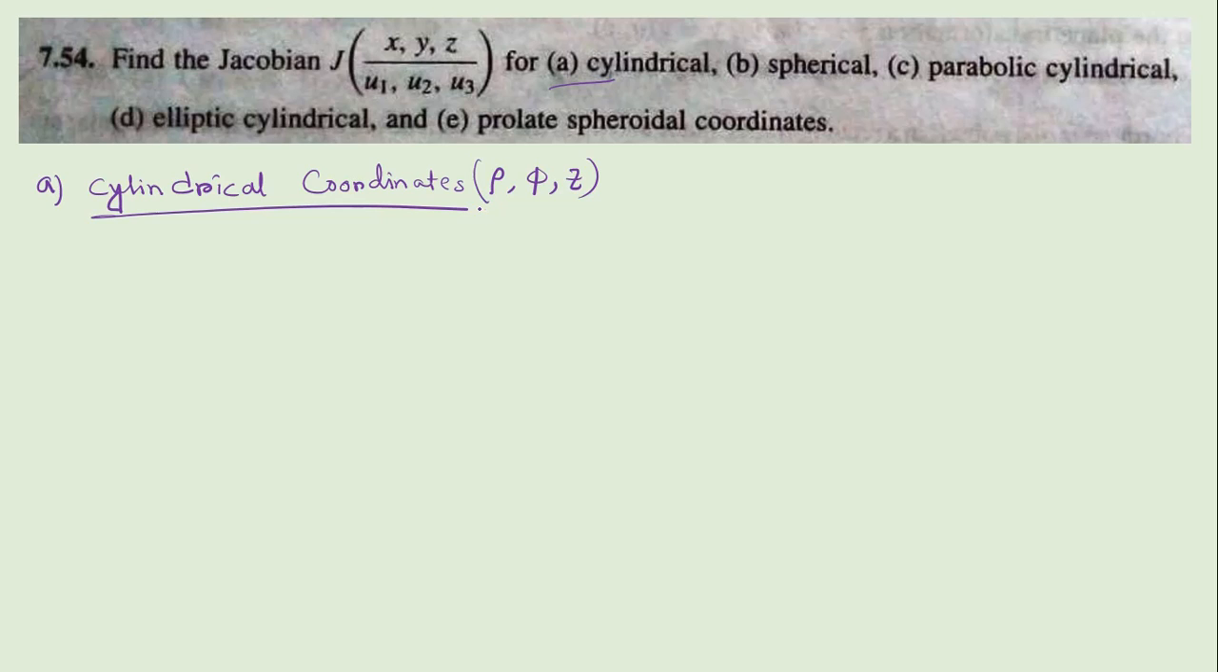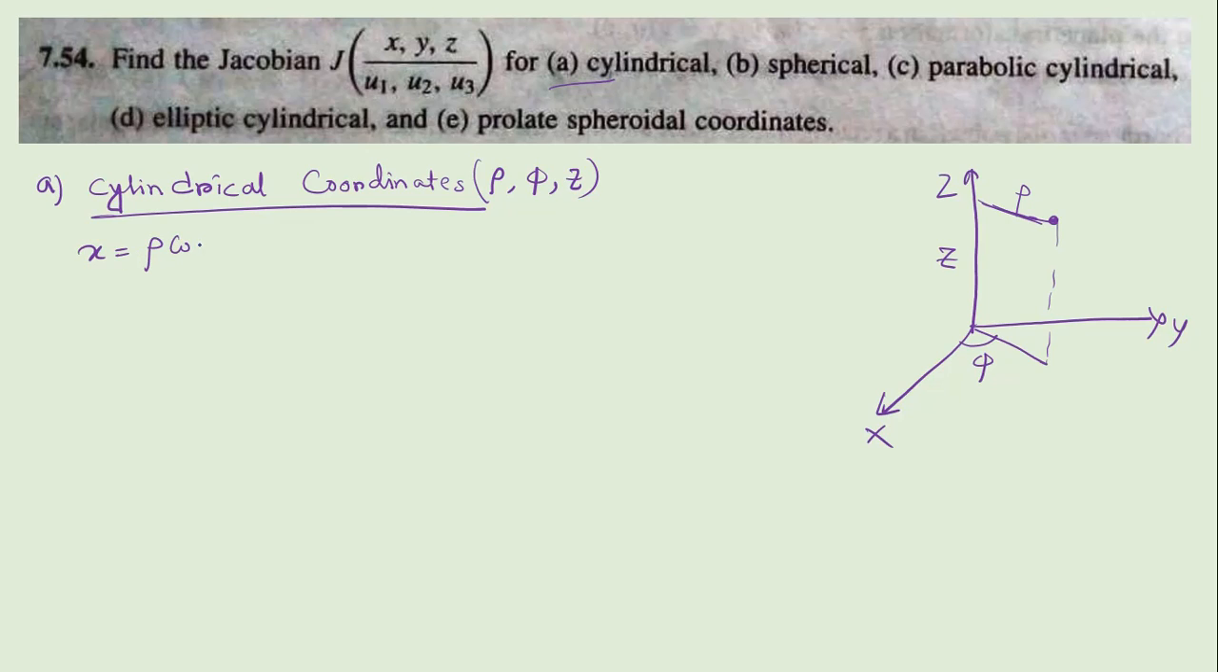You know very well, if I draw the x, y, z axes and this point, rho will be this, phi will be the angle with the x-axis, and z is the height. So x is rho cos phi, y is equal to rho sin phi, and z is equal to z. You know that.